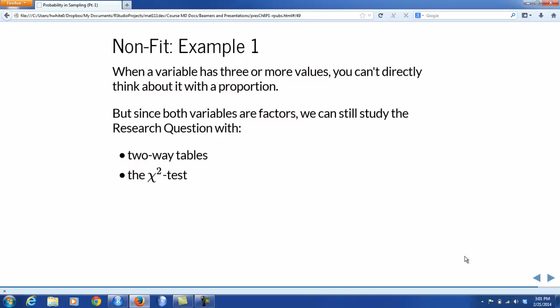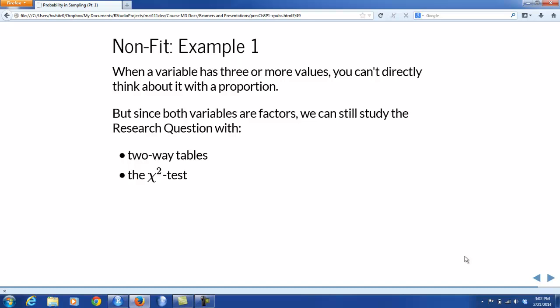Now, we've dealt with situations where the explanatory is a factor with 2 values, and the response is a factor with 2 values. But here the response has 3 or more values. So I really can't think of the response directly in terms of proportions. So I can't cast my question as a question about the difference between 2 proportions. If I wanted to reduce the variable seat so that it was only 2 values, for example, if I were interested in people sitting at the front versus not sitting at the front, that's 2 values, then I could think of it in terms of a P1 minus P2 type of question.